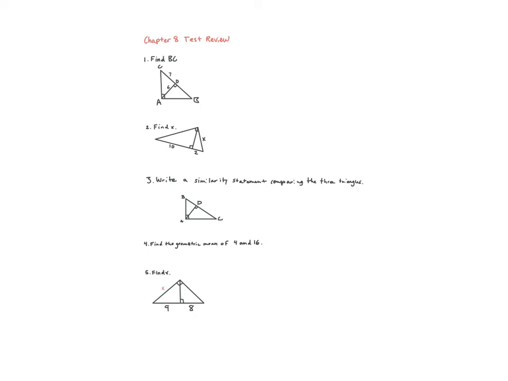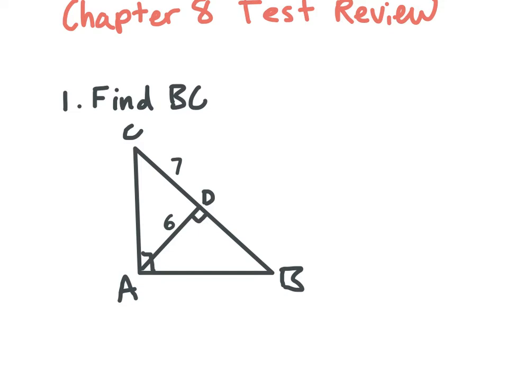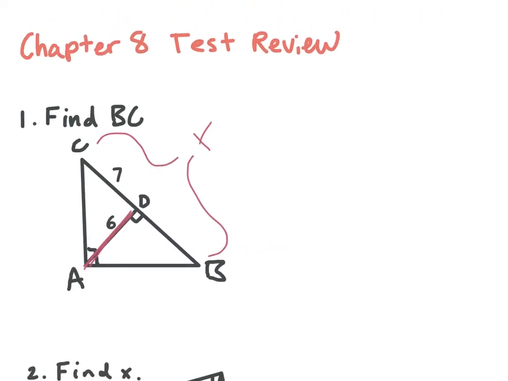Okay, let's take a look at number 1. We're trying to find the length BC. So we're looking for this length. What does it give us here? The altitude. So what formula are we going to use?